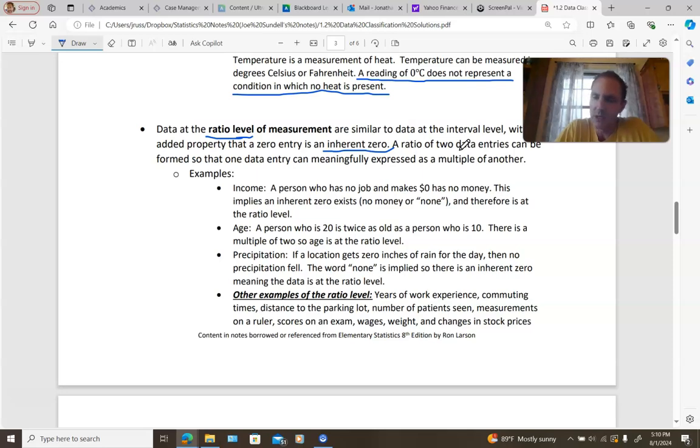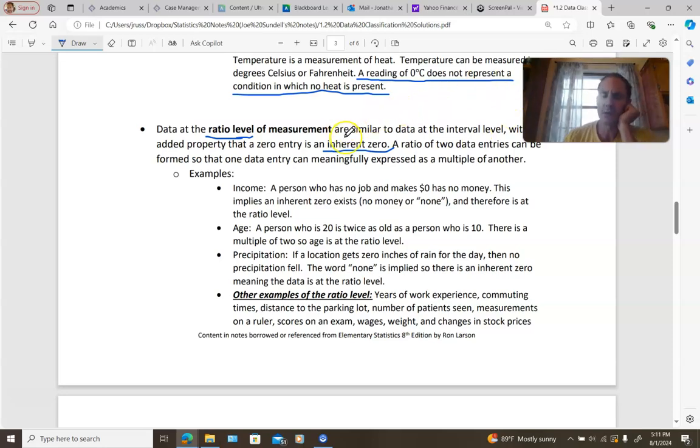But if somebody's 20 years old and another person is 10 years old, the ratio there between 20 and 10 is significant. It makes sense. You can say that the person that's 20 years old is twice, 2 times as old as the person that's 10, okay? And then, of course, the differences in data are meaningful as well. 20 minus 10 is 10 years. So you could say the older person's 10 years older than the younger person, okay?